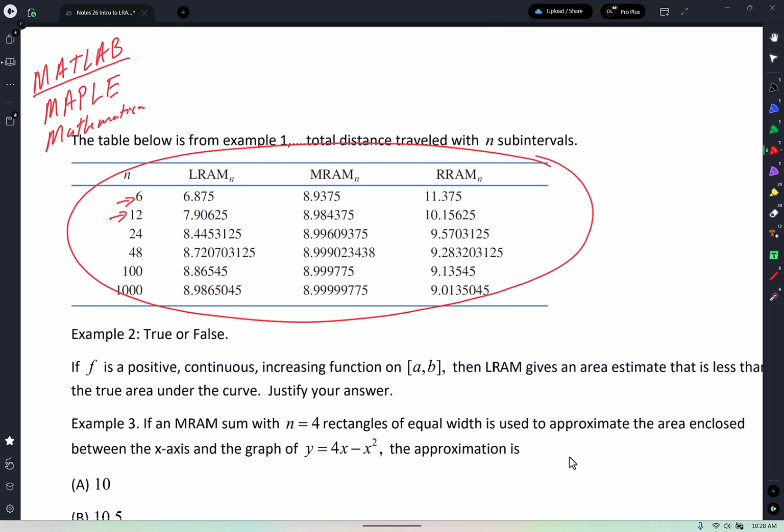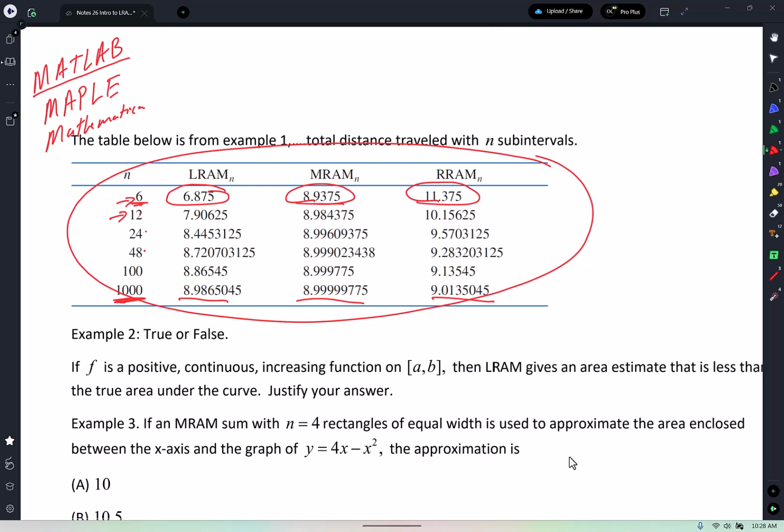All right. So here it is, guys. Look, for 6 rectangles using LRAM, they got 6.875. For MRAM, they got 8.9375. For RRAM, they got 11.375. Those are the same numbers we got. And then look, 12, 24, 48, that's just how many rectangles they use. Look all the way at 1,000. LRAM, MRAM, RRAM. Now, here's the question for you. So this is why limits are important.